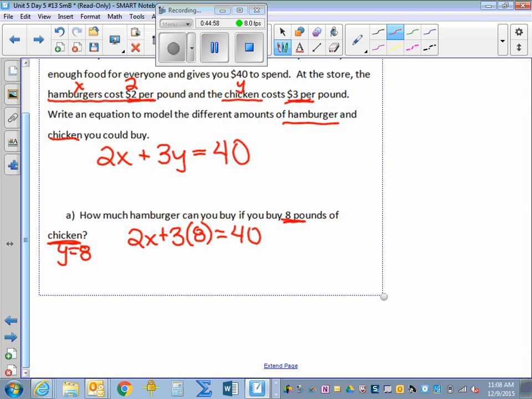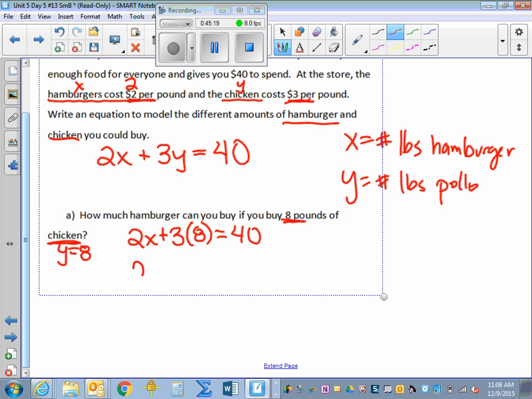Again, it's good to state off to the side what we have. X is the number of pounds of hamburger, and Y is the number of pounds of chicken.